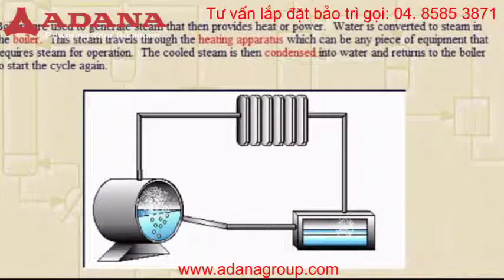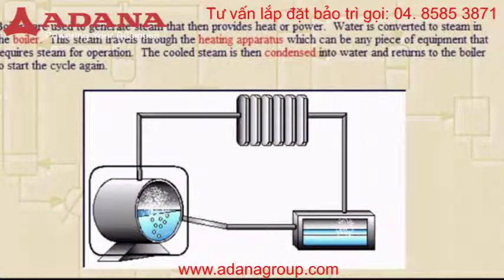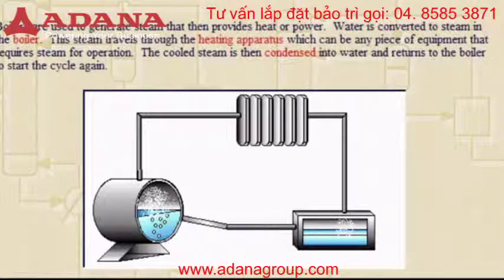Water is converted to steam in the boiler. This steam travels through the heating apparatus, which can be any piece of equipment that requires steam for operation. The cooled steam is then condensed into water that returns to the boiler to start the cycle again.